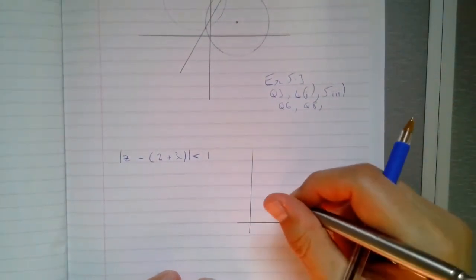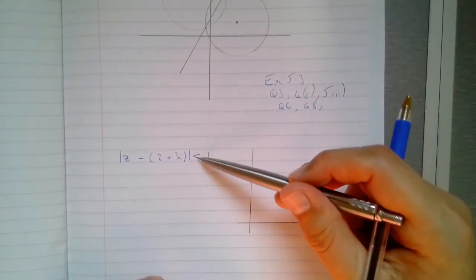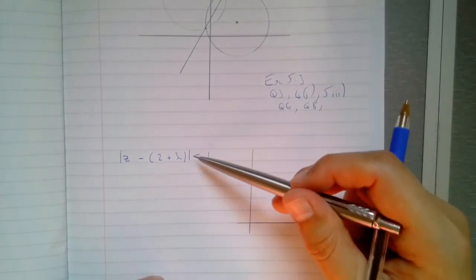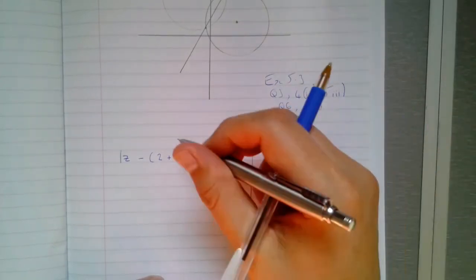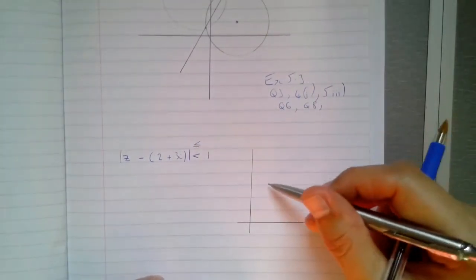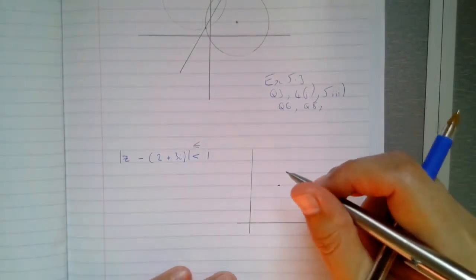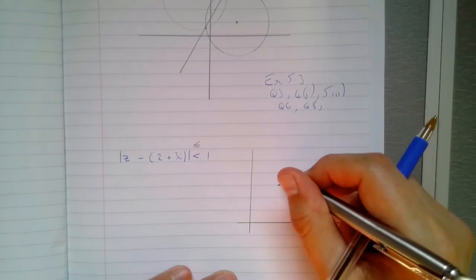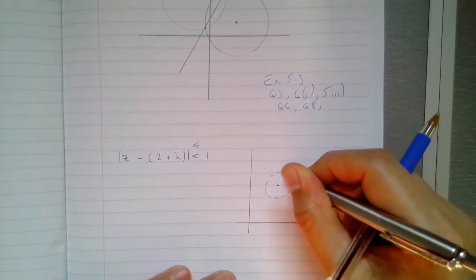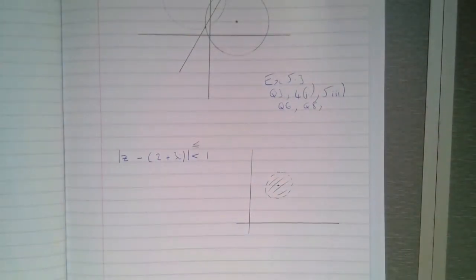And 2 and 3i, so let's say that's about there. If this is an equals, I also draw just a line and don't do any shading. If this was a less than or equals, then I would draw a solid line and shade everything inside the circle. And if it's just a less than, similar to the work you did at GCSE, you will do a dotted circle instead and then shade inside. And that's more than enough for today.